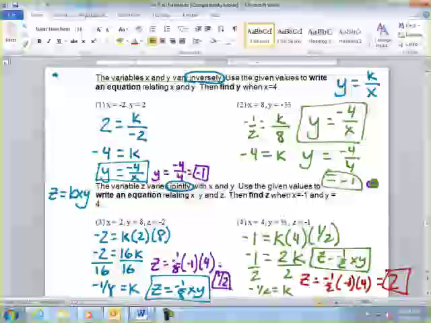Questions on inverse or joint variation? Make sure you know those formulas because these problems are pretty close to impossible to do without them. Will you have any inversely and jointly ones on?